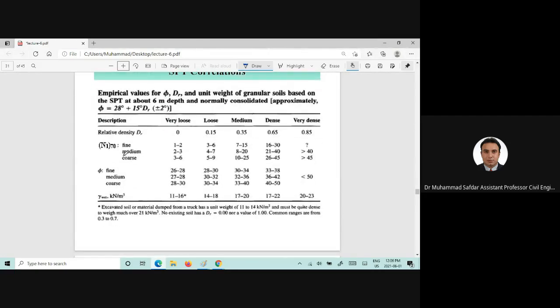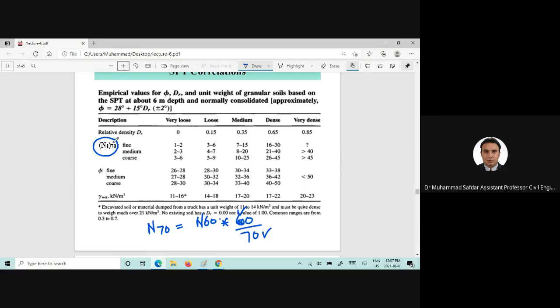Now, looking at this table, you can clearly see that this table is using the N170 corrected value. If you want to find out the N70 from the N60, as we already discussed, we simply need to multiply that by 60 divided by 70, which is the 60% efficiency and the 70% energy correction.